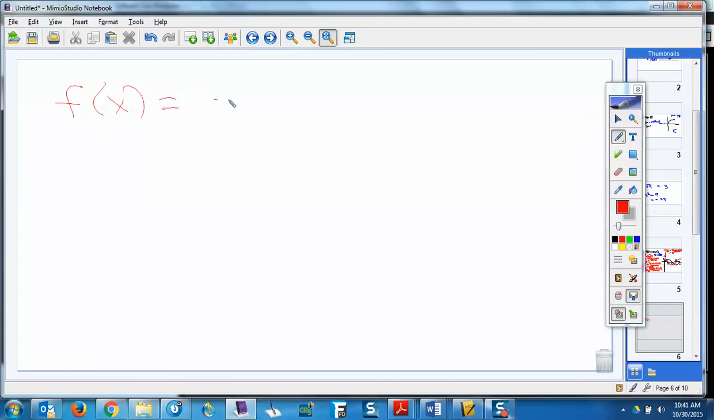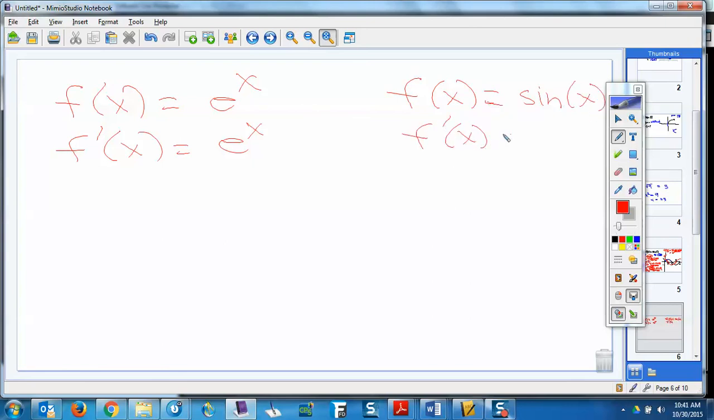If f of x is equal to e to the x, then f prime of x is equal to e to the x. And the second one you just learned is that if f of x is sine x, then f prime of x is cosine of x. Or what we say there is the derivative of sine x is cosine x. The derivative of e to the x is e to the x. And we are going to do that more and more.